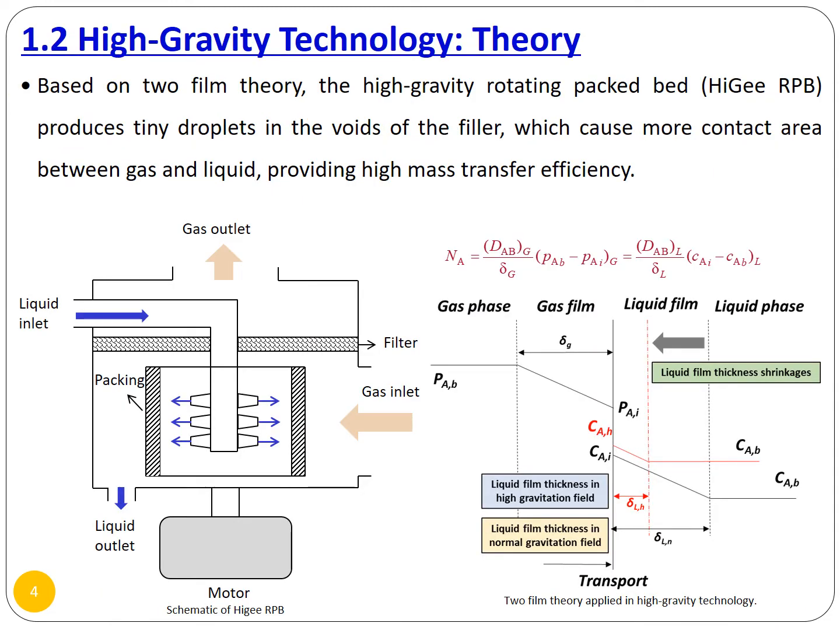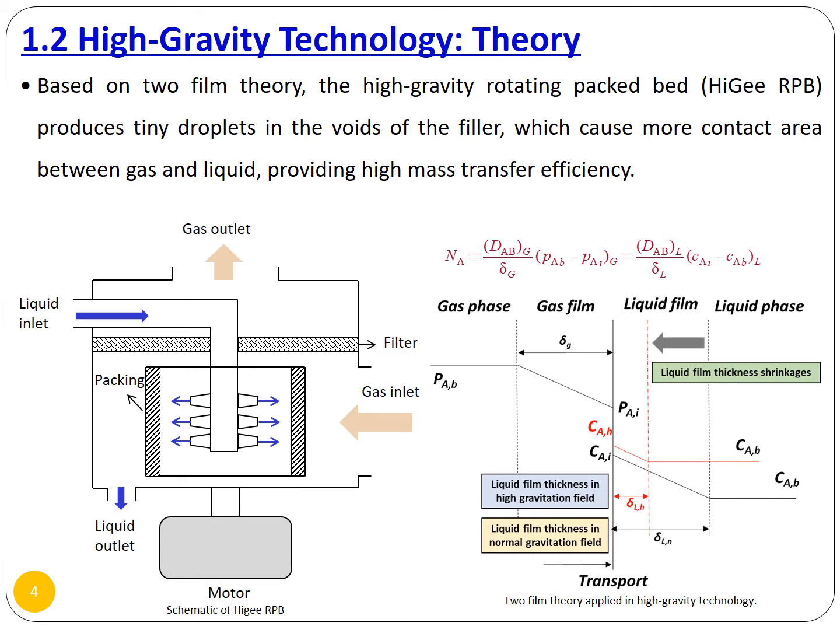So we want to develop a high energy efficiency technology to control air pollutant emissions. The high gravity rotating packed bed is designed based on the two-film theory. It can produce tiny droplets in a bed of filler, which creates more contact area between gas and liquid and provides a high mass transfer efficiency.